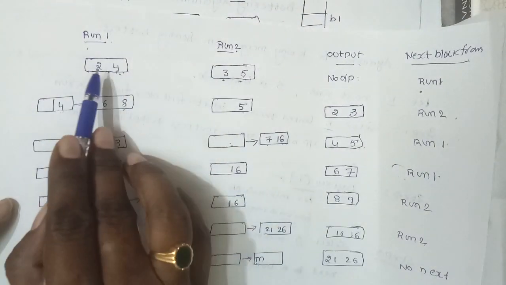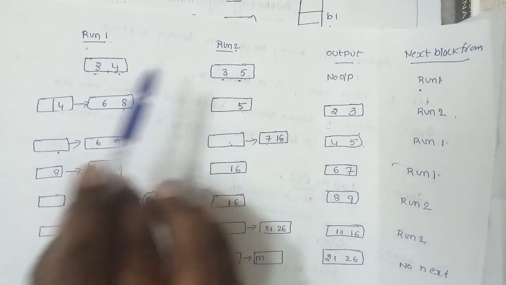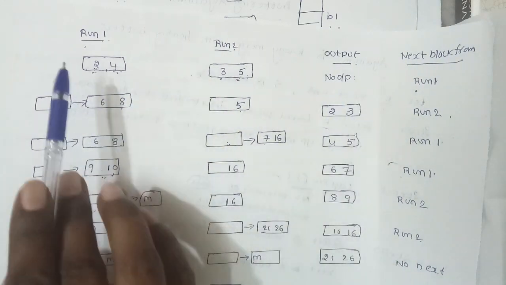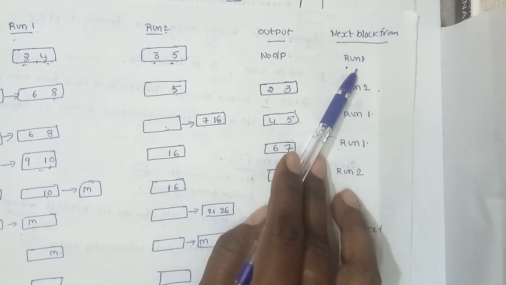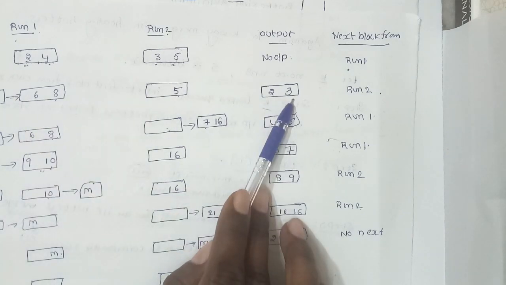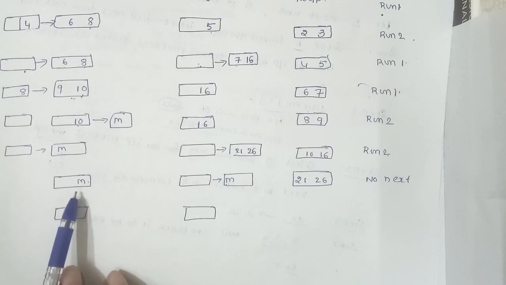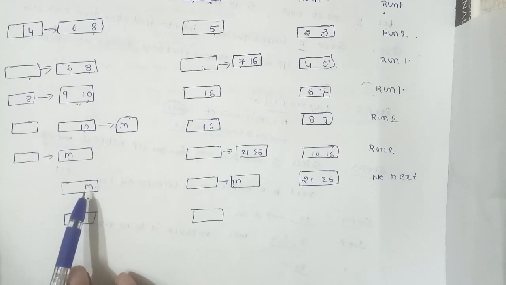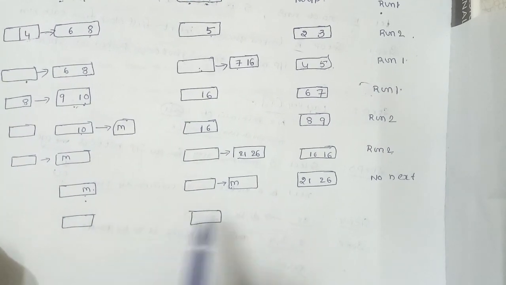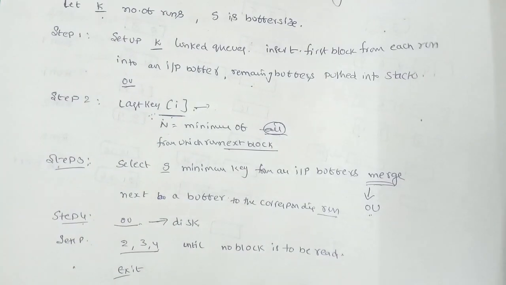The first step is to assign 2 buffers to each run, that is, assign k buffers to the corresponding runs, and the remaining buffers are placed into the stack. Now, based on the last key of I, select the run from which we perform the read operation, merge, and then read again. The process is repeated until there is no element left to be read from the runs. So simply write the 4 steps based on this example. This is the algorithm for k-way merge sort. Thank you.